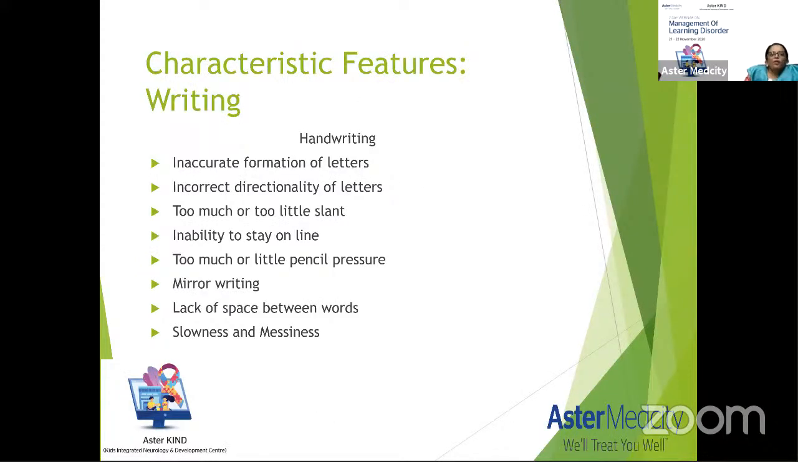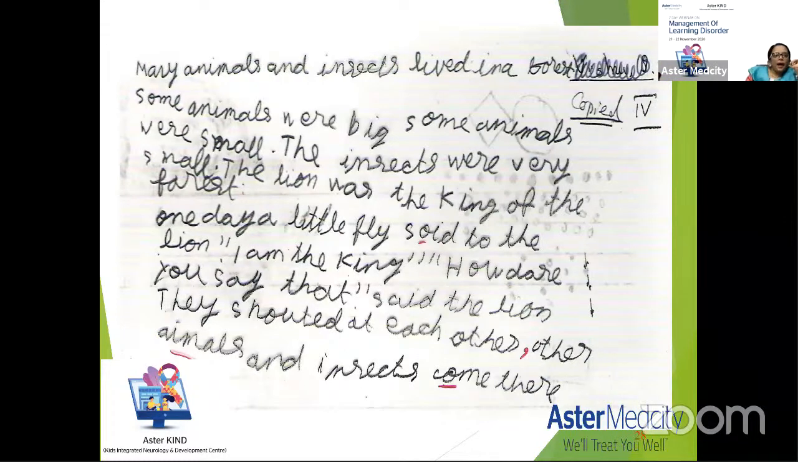Coming to writing, what are the errors? They have inaccurate formation. Their formation of letters is problematic. Direction of letters, if it is too slanting, to the right side or left side, there is no space between the lines. Inability to stay on line, they have difficulty writing in a line. Pencil grip: they are putting too much pencil pressure. They don't know how to hold a pencil. Mirror writing, that is the opposite thing, is there. Lack of space between the words and slowness. It is a tiresome job for them to write, they will get tired easily, and incomplete notebooks.